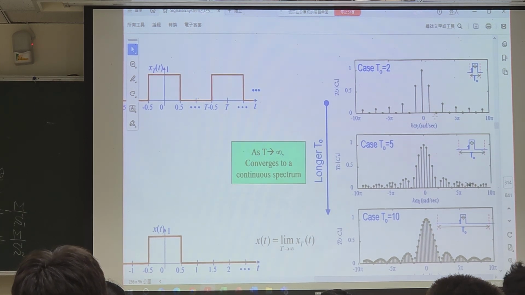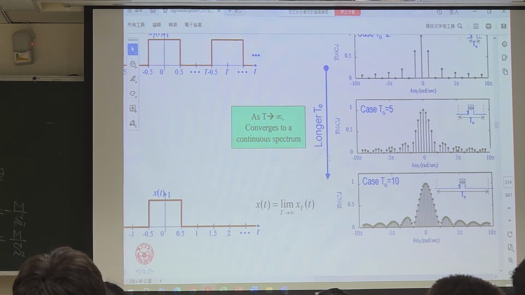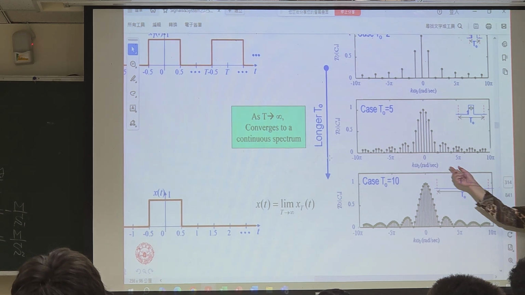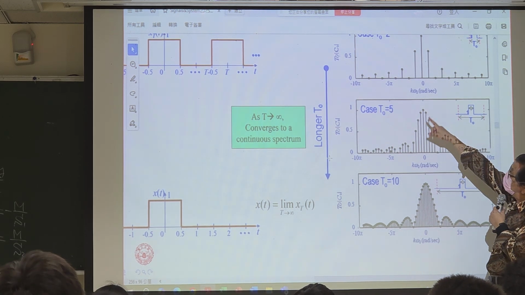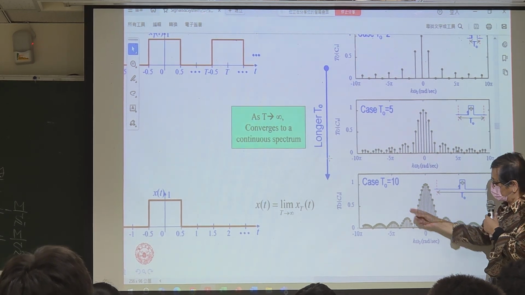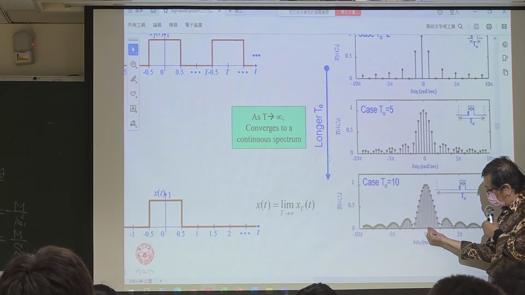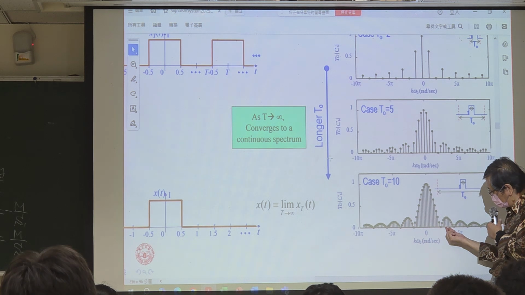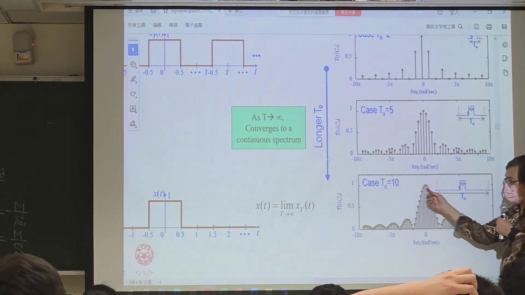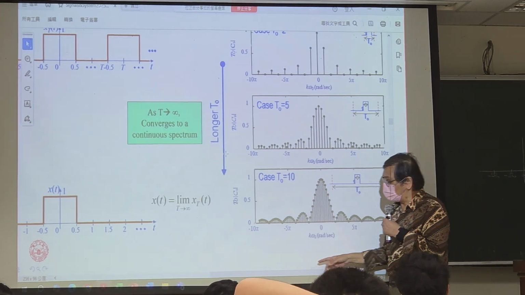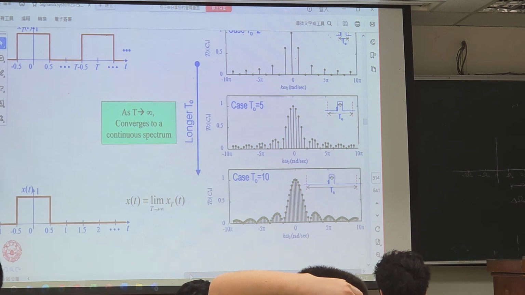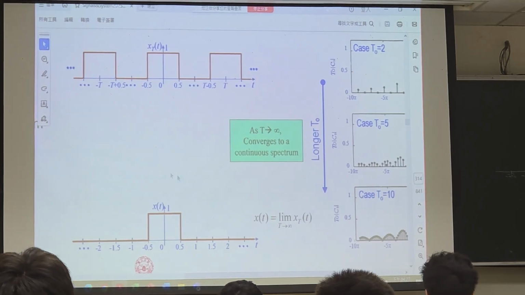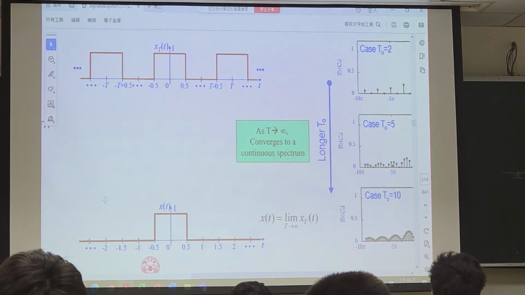But once your period becomes larger and bigger, you can see that the gap between discrete frequencies becomes smaller and smaller. This is for t sub 0 equals 5. This is for t sub 0 equals 10. You can see that the gap between two discrete frequencies is very small now. But you can also increase this to infinity. Then you have a continuous distribution of the frequency response. And in the meantime, the function you are dealing with becomes a non-periodic or aperiodic function.